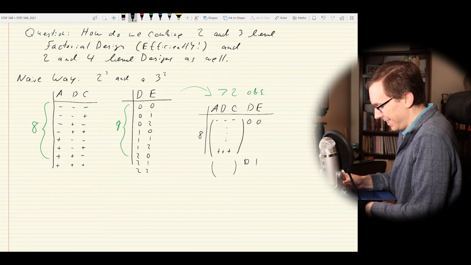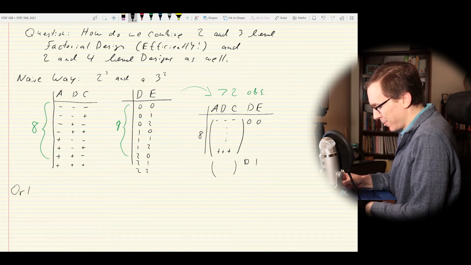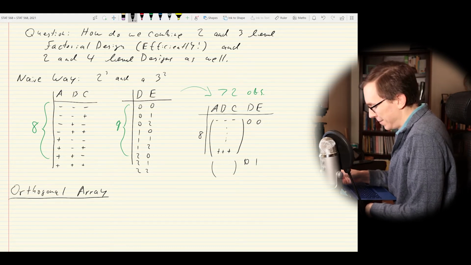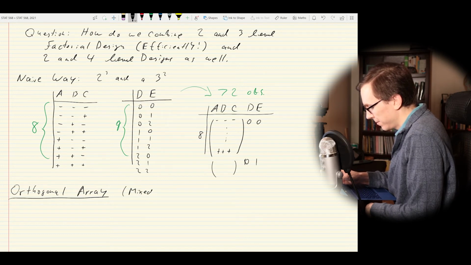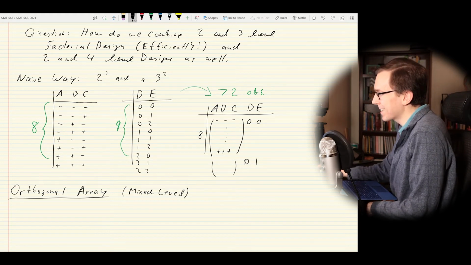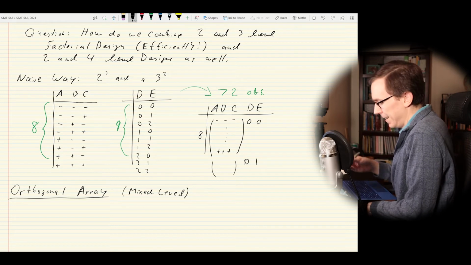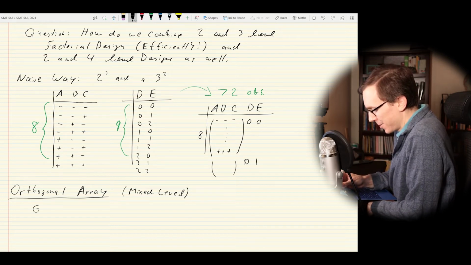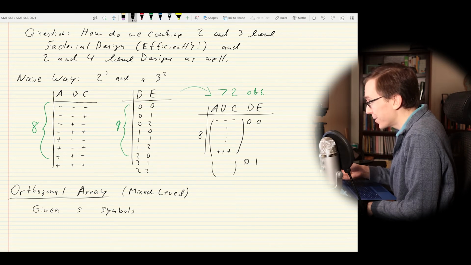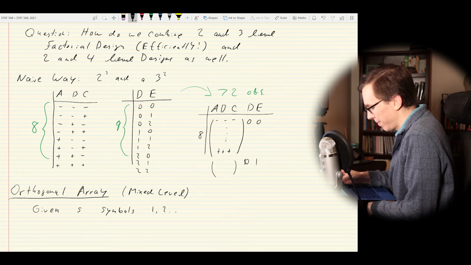So enter the idea of an orthogonal array, and specifically here we have the mixed level. This is a mathematical combinatorial object that people like to study. Basically, I'm going to write it out carefully using the definition in my lecture notes, which is: given S symbols, these are just going to be our factor levels, 1, 2, up to S.